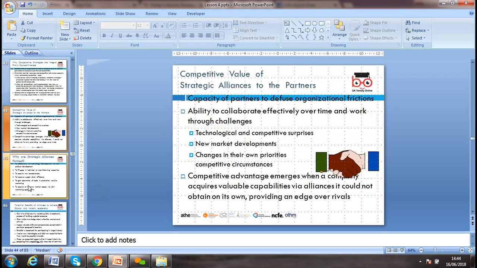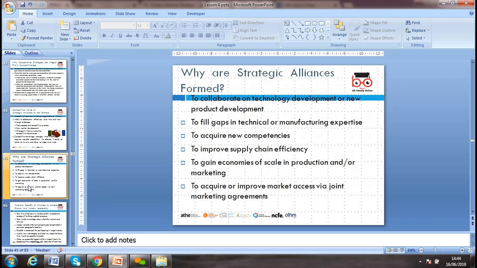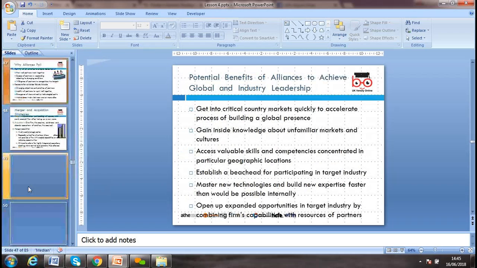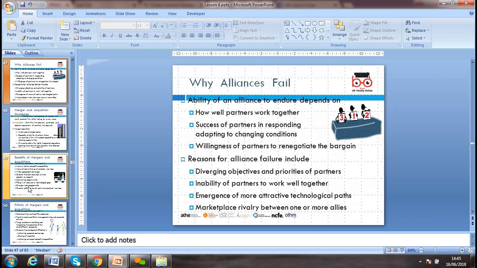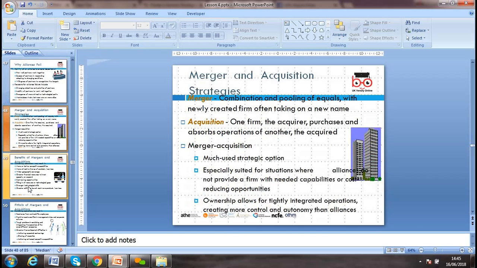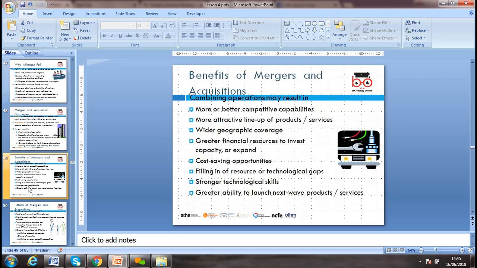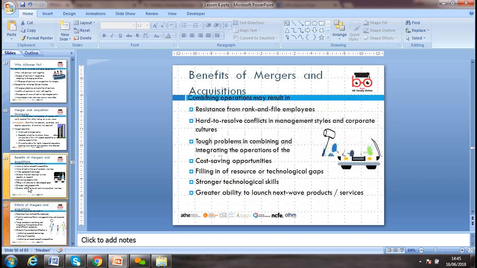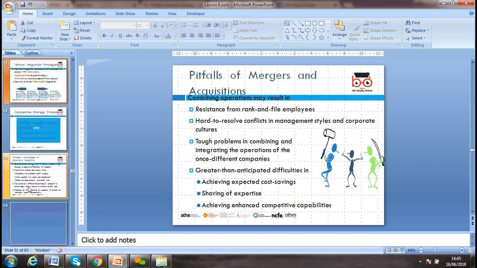So all this will create a competitive advantage: strategic alliance, the partnership, and this is all about the strategic alliance. Alliance failure can sometimes happen. Acquisition means totally taking over other companies. That can be a benefit of merger and acquisition, though some have drawbacks as well.